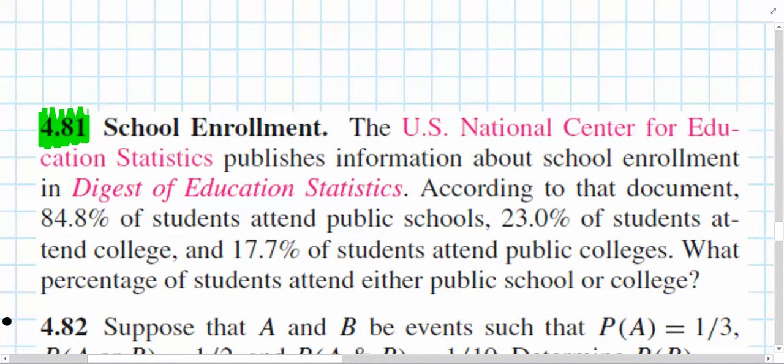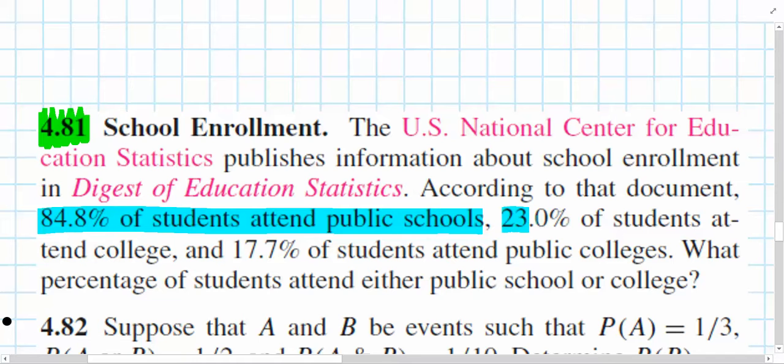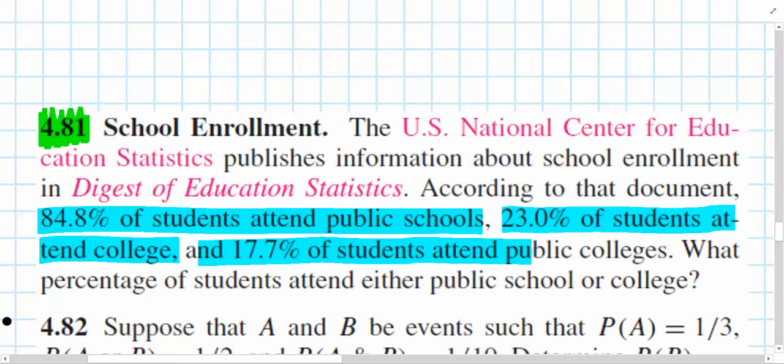In problem 4.81, we're told that the U.S. National Center for Education Statistics publishes information about school enrollment in the Digest of Education Statistics. According to that document, 84.8% of students attend public schools, 23.0% of students attend college, and 17.7% of students attend a public college.